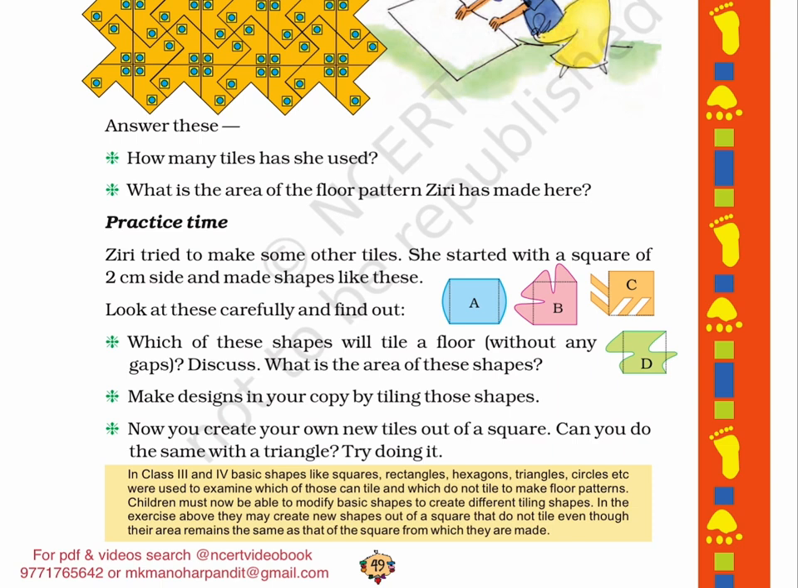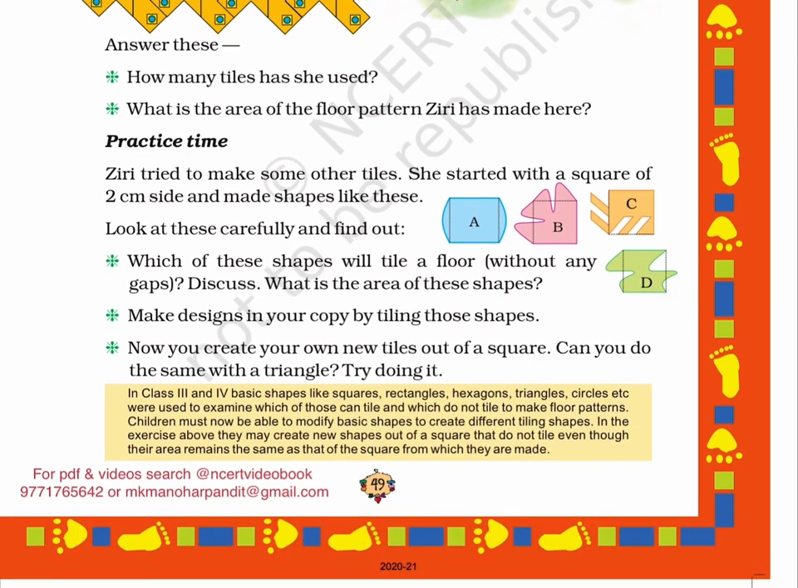Practice time. Ziri tried to make some other tiles. She started with a square of 2 centimeters side and made shapes like these. We have 4 different shapes shown here. They are marked A, B, C and D, and all of them are in different colors. Look at these carefully and find out which of these shapes will tile a floor without any gaps. Discuss. What is the area of these shapes? Make designs in your copy by tiling those shapes.